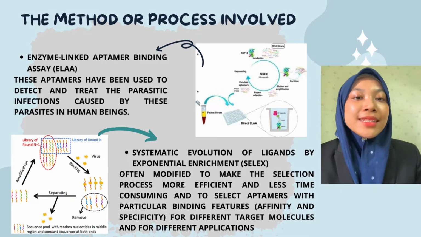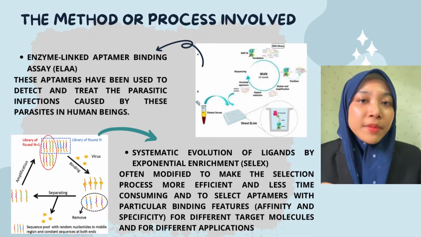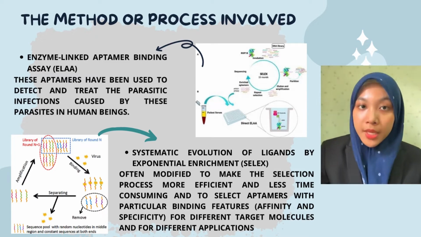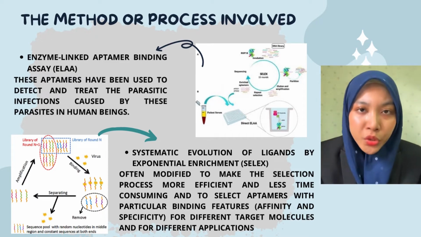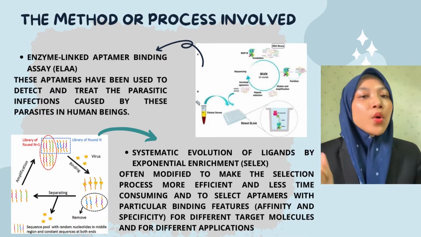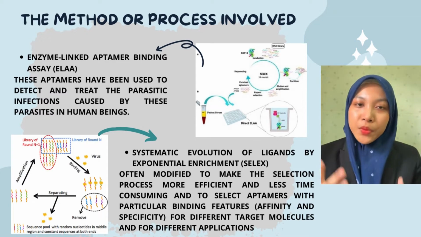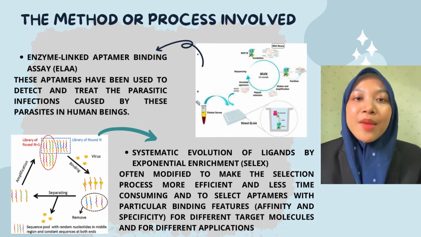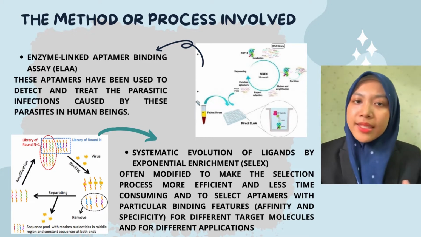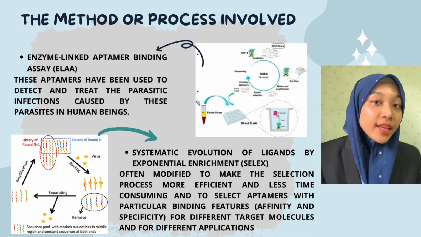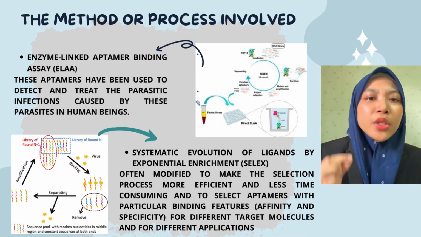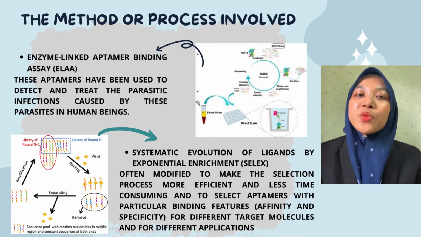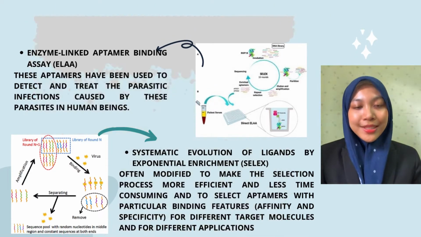We have enzyme-linked aptamer binding assay. This aptamer has been used to detect and treat the parasitic infection caused by these parasites in human beings. It is also used as a substitution for antibodies as the bioreceptor or the transducer. This aptamer is also known as an enzyme-linked oligonucleotide absorption test or an enzyme-linked aptasorbent assay. This aptamer detects the influenza A virus, H5N1, and targets the hemagglutinin protein. This sandwich enzyme-like aptasensor recognizes the H1N1 and H3N2 subtypes.